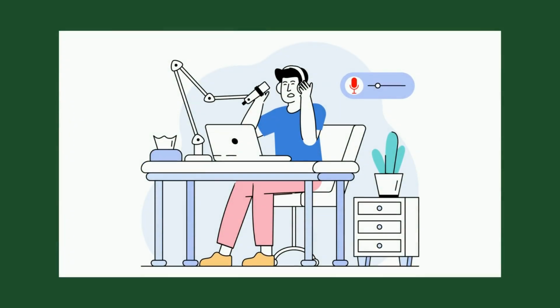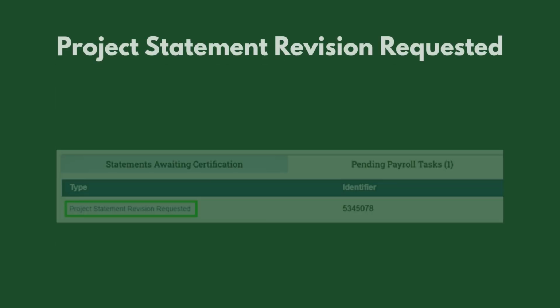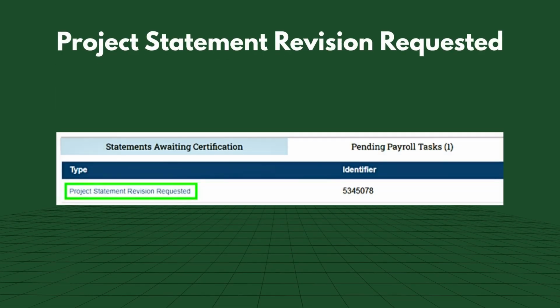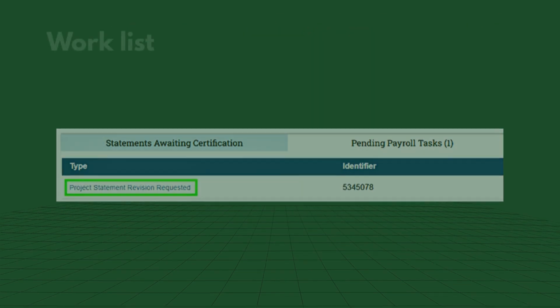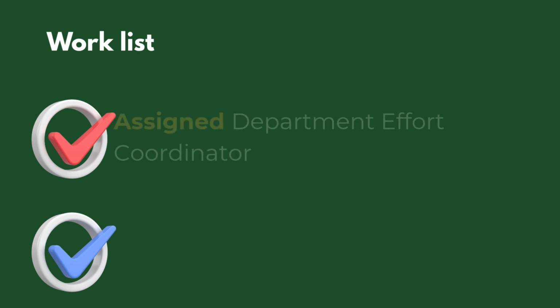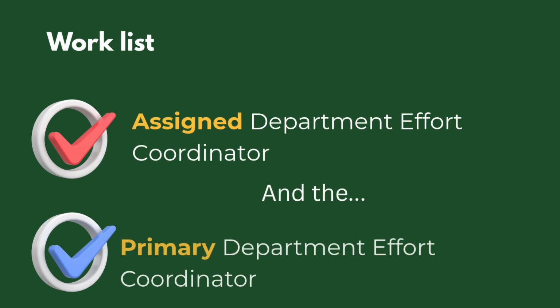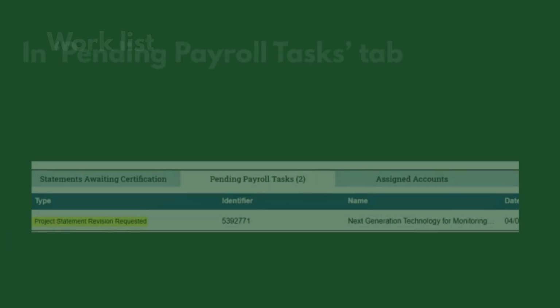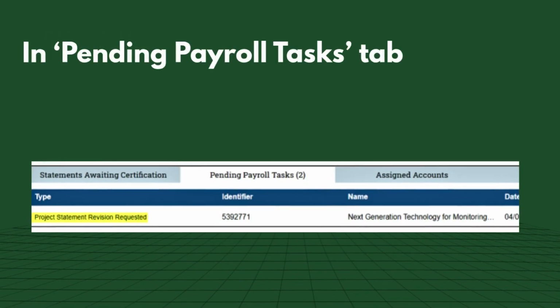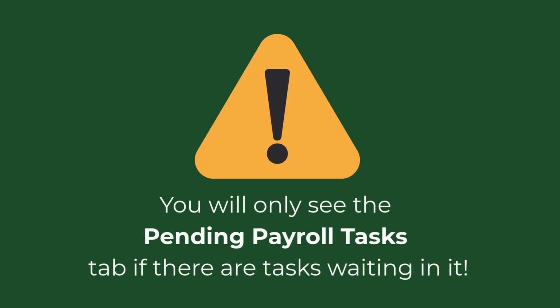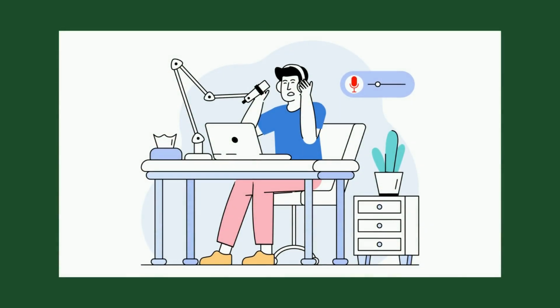And speaking of inside the system, what task gets created? A specific task item appears: project statement revision requested. And where does that show up? It lands on the work list for the department effort coordinator, both the assigned and the primary one, under the pending payroll tasks tab. That's the one. And an important detail, you only even see that tab if there are actually tasks waiting in it. Makes sense.